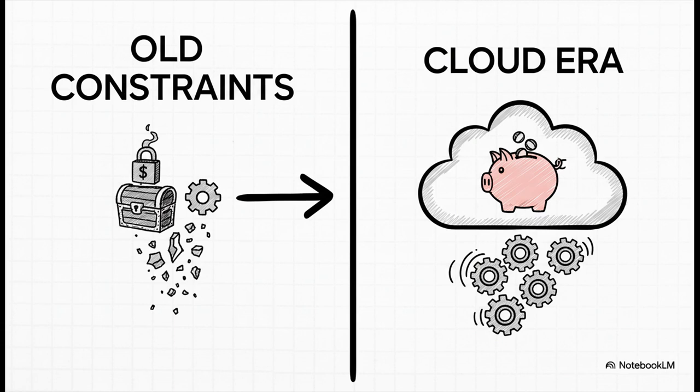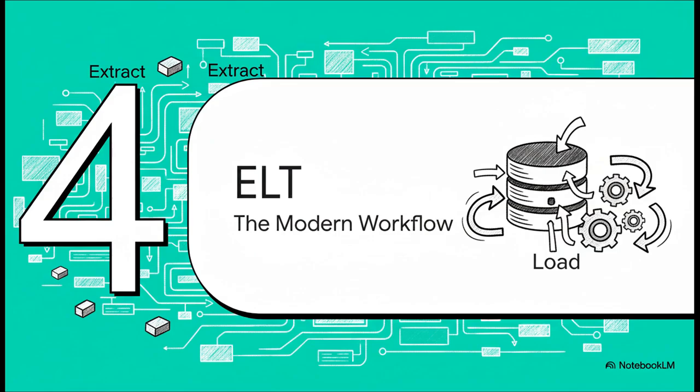The chains were off. In the cloud, storage became dirt cheap, and computing power became elastic. You could scale it up or down and only pay for what you actually used. That old pressure to clean the data first to save space just vanished. So with these new superpowers of cheap storage and massive compute, a whole new way of doing things was born.